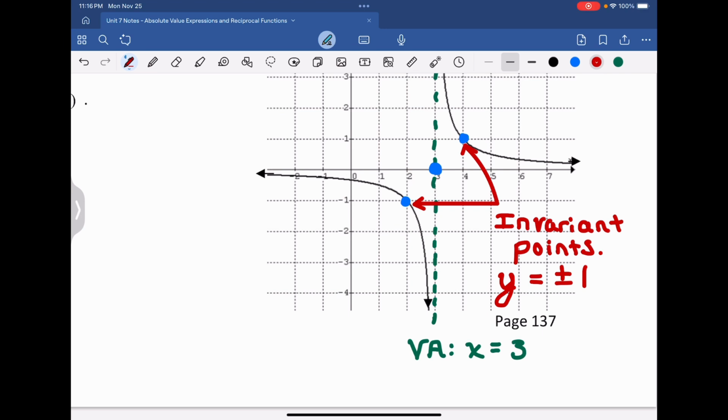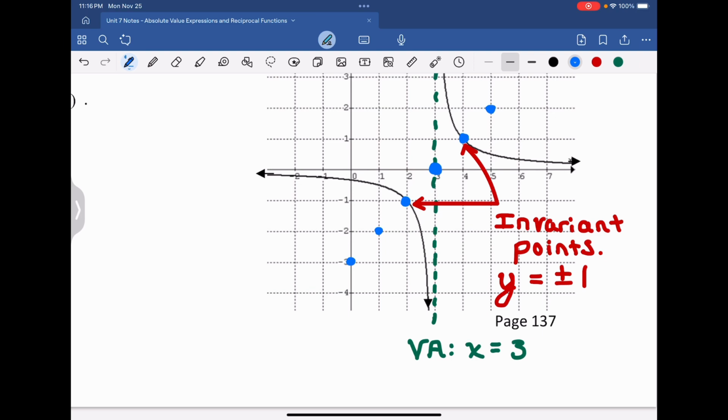Okay, now invariant points, again, by definition, are points that do not change regardless of if it's the reciprocal graph or the original graph. The reason is because if you take the reciprocal of 1, it's 1. If you take the reciprocal of -1, it's -1. Now, this also allows us, based on the trajectory of this and the slope, to roughly fill out the rest of the points here.